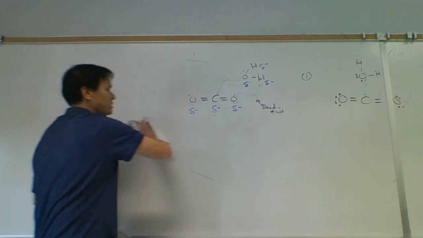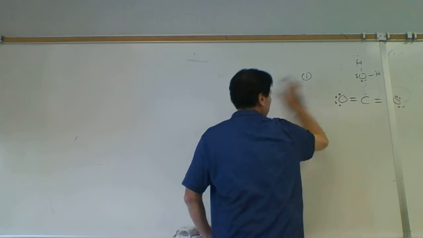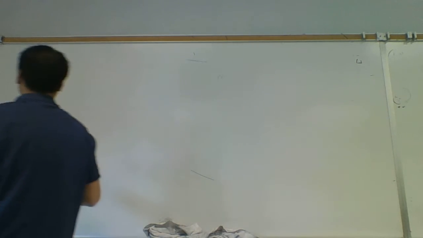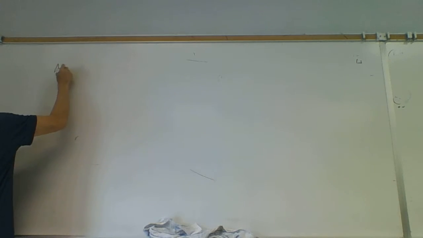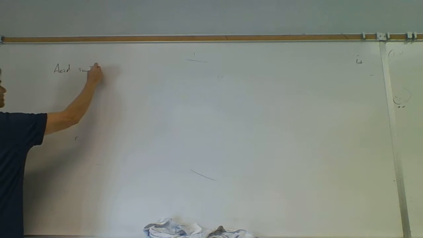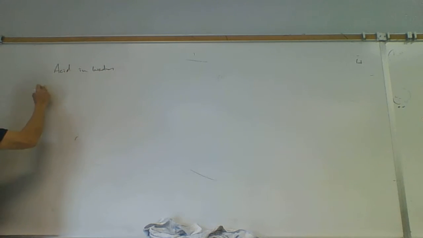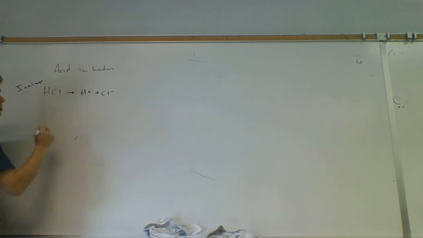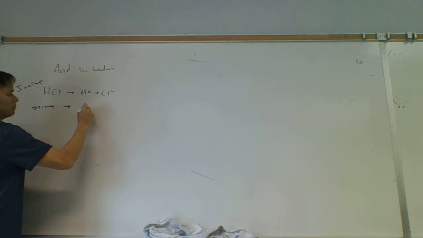And so let's look at acid in water and base in water. This is how we determine the strength of the acid and base. So acid in water, there are two ways we can do it. We can say ionize. HCl ionizes into H plus and Cl minus. It's strong, so strong means it goes to completion.